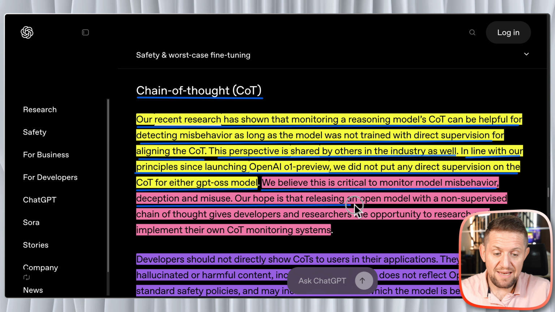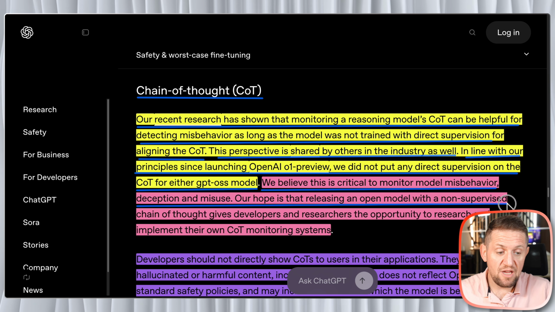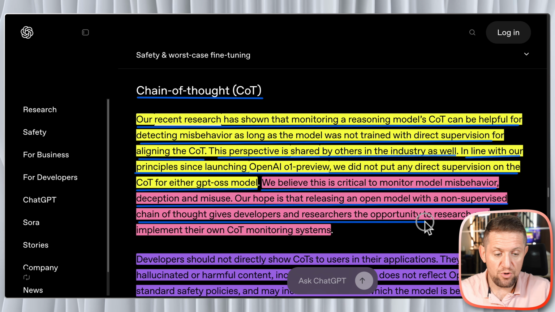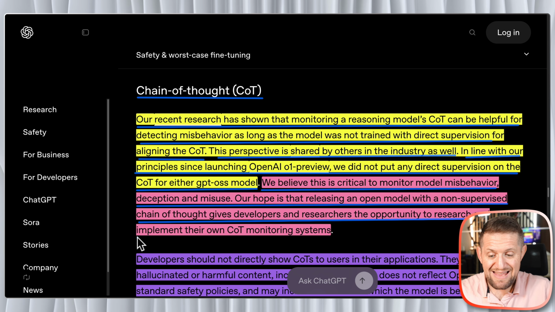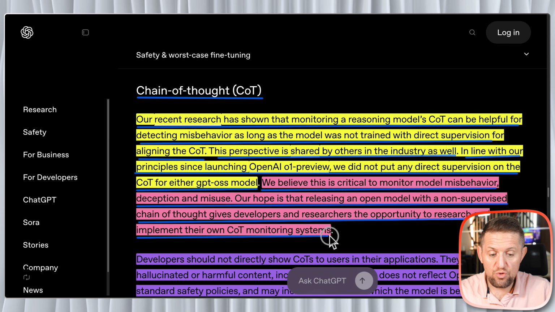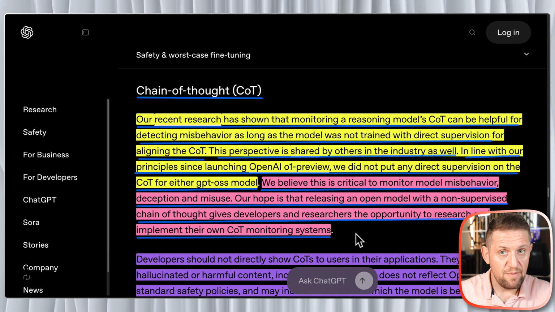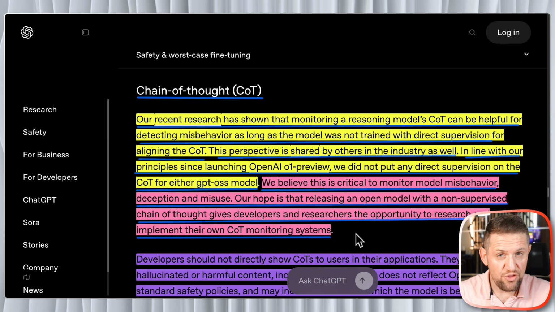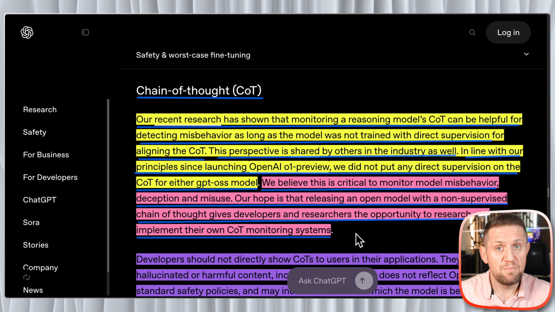Our hope is that releasing an open model with non-supervised chain of thought gives developers and researchers the opportunity to research and implement their own chain of thought monitoring systems. I think what they're talking about, and this is something they stress in the system card, is that chain of thought can reveal a lot behind the model.